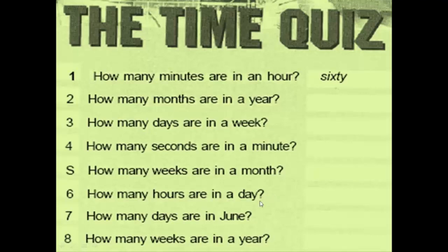We have 24 hours total in a day. How many days are in June? We have 30 days in June. How many weeks are in a year? We have 52 weeks in a year.